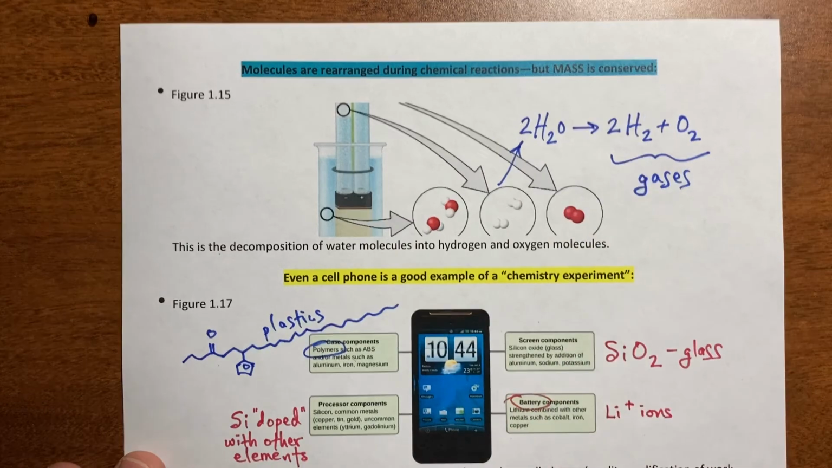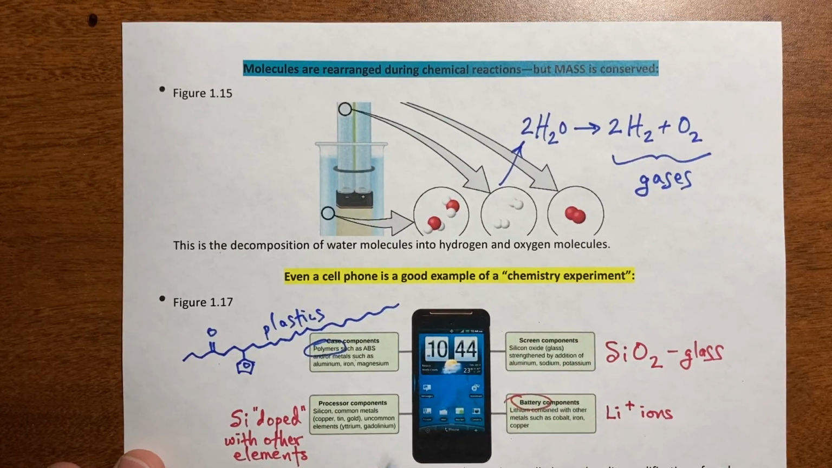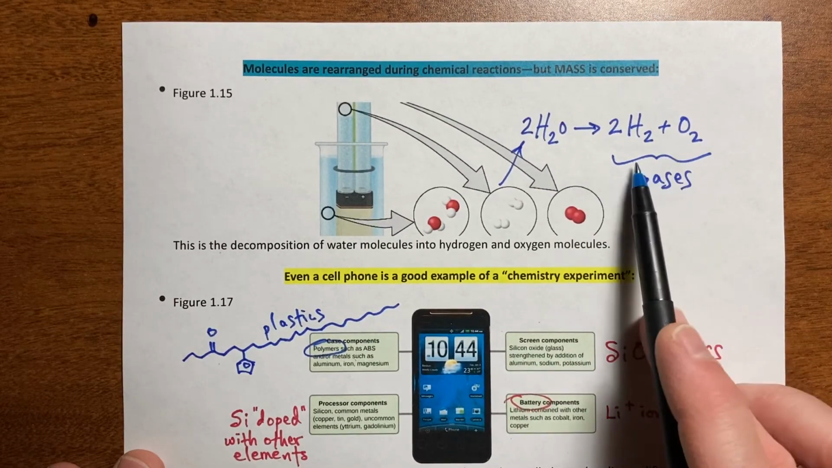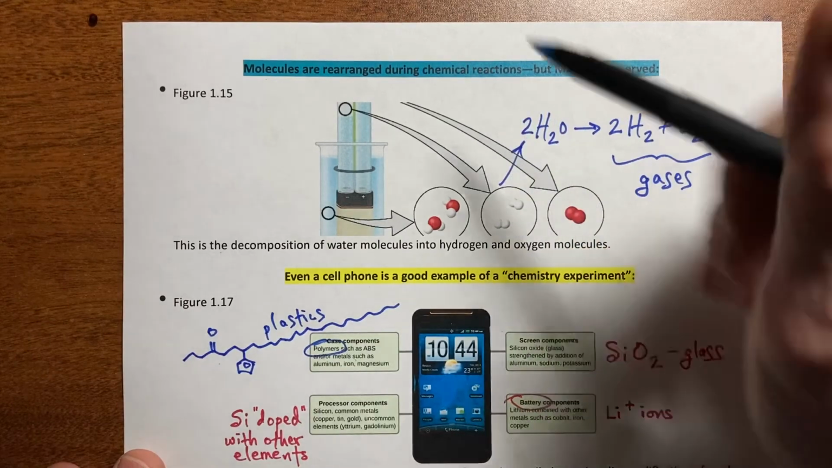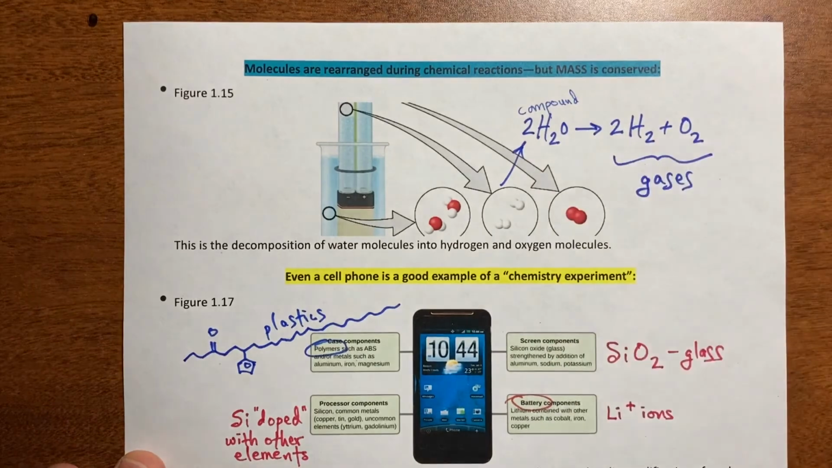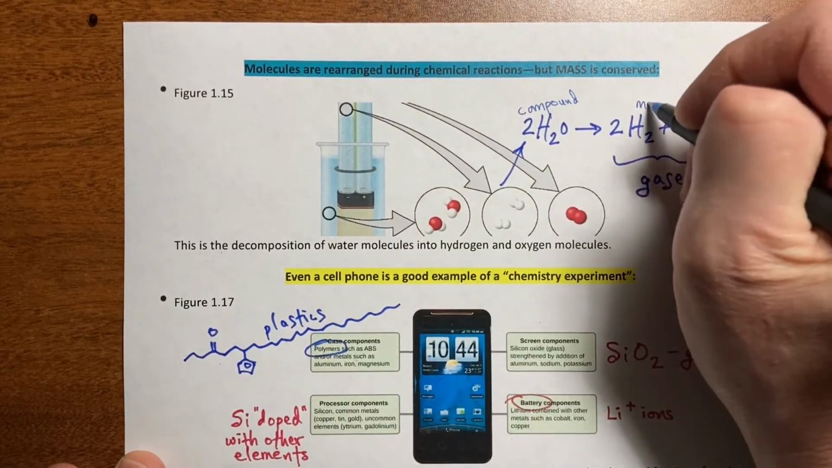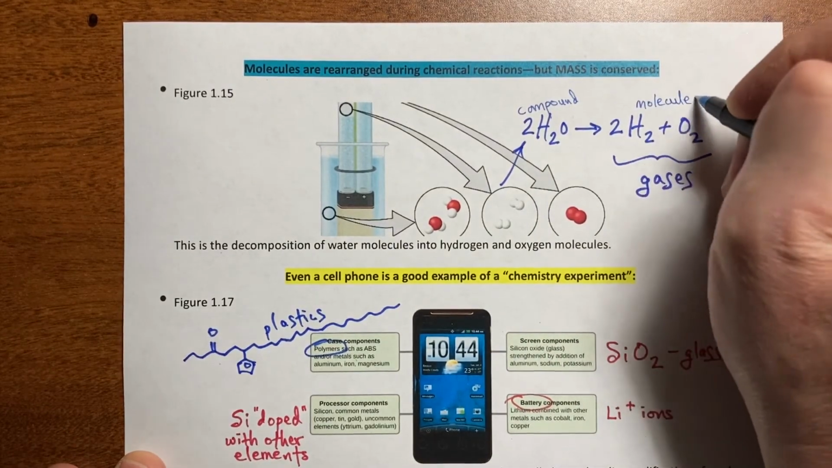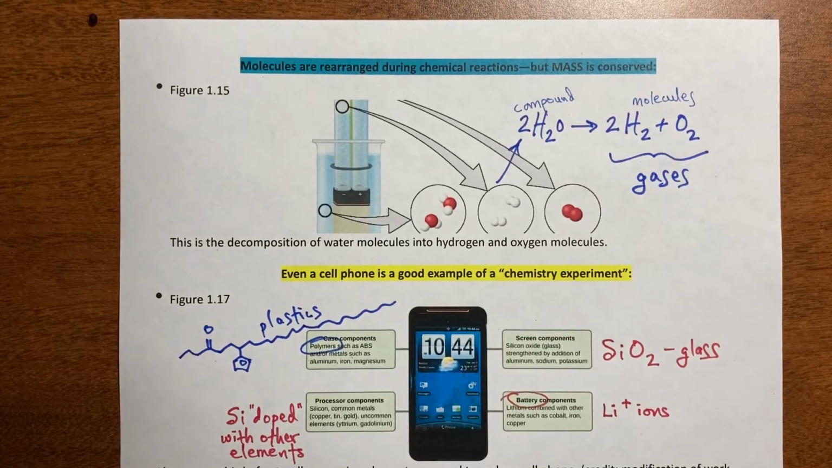So the water is actually being broken down, decomposed into its constituent molecules. So again, that's a compound. If you really want to get picky about it, water is called a compound. These are called molecules, but they're also called elements. They're diatomic molecules. But they're a molecule because they're made of two or more atoms bonded together.